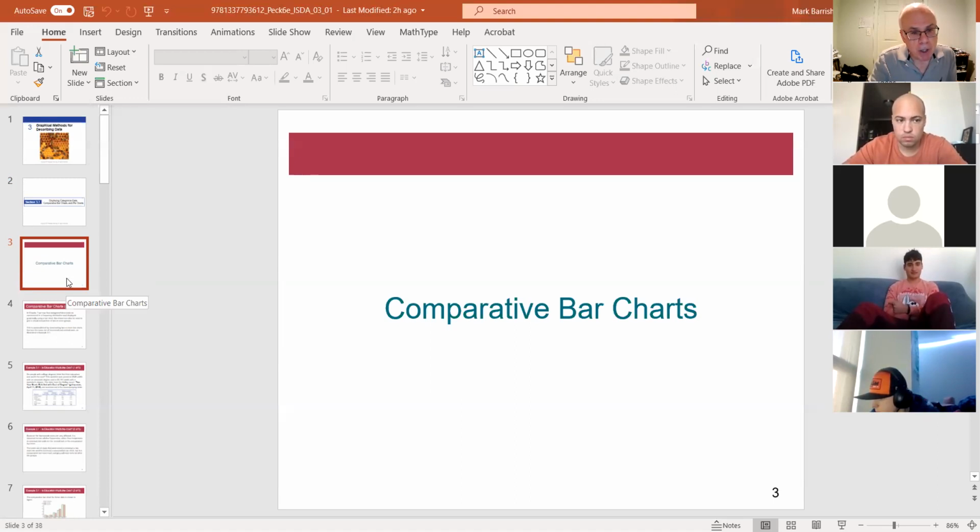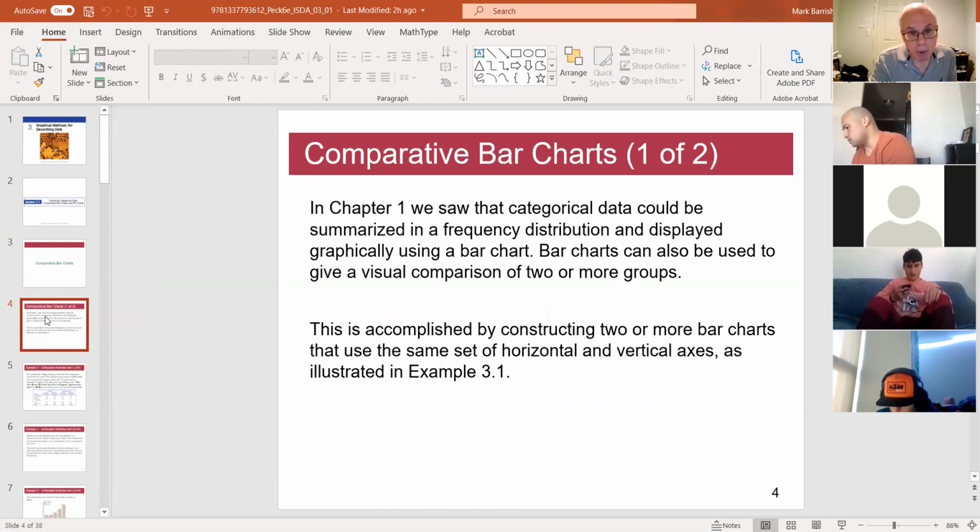So, comparative bar charts. We looked at the bar chart before, again, for categorical data, and that's all they're typically used for. Sometimes we want to compare 2 different groups that have the same categories, and we just want to compare the distribution of counts between the 2 groups. You can use this to compare, or you can actually have more than 2 groups if you wanted to.